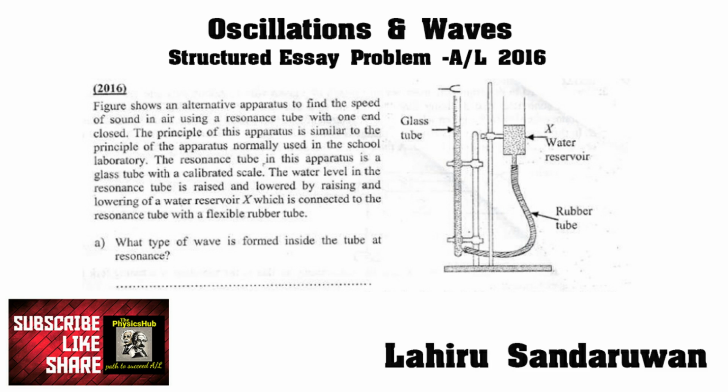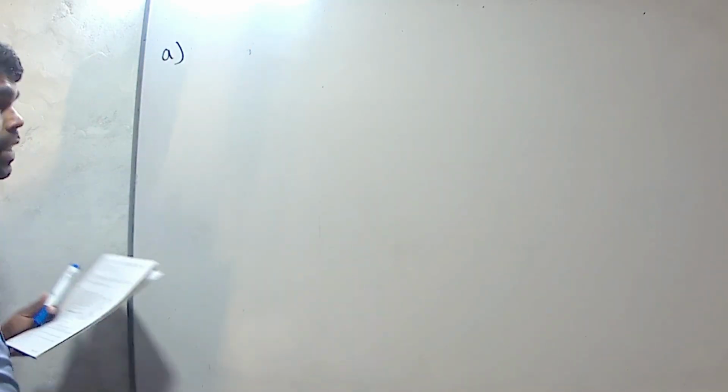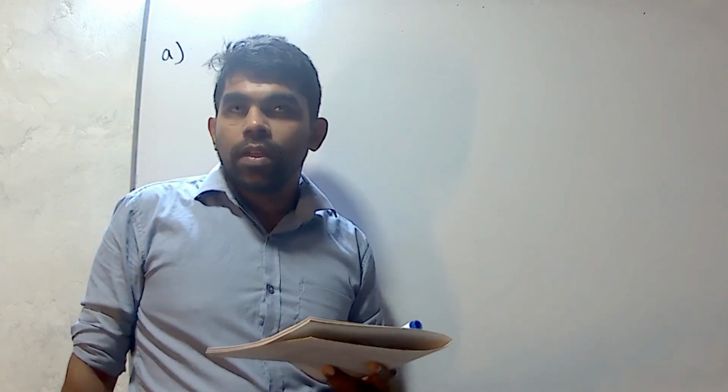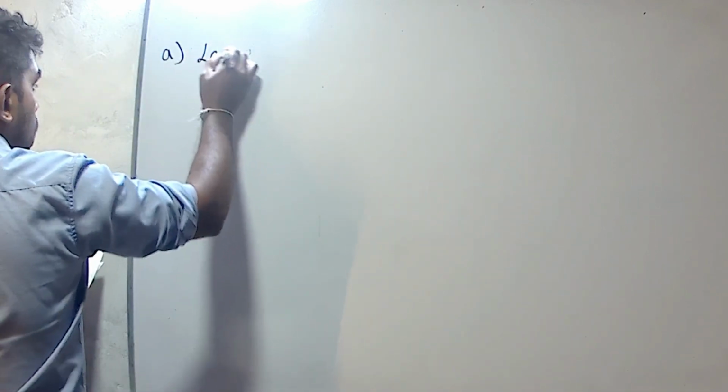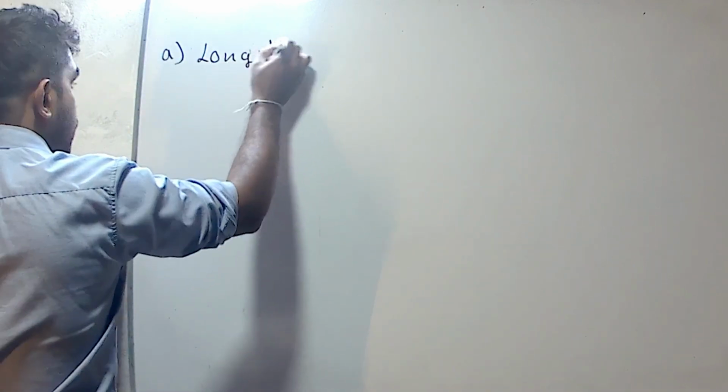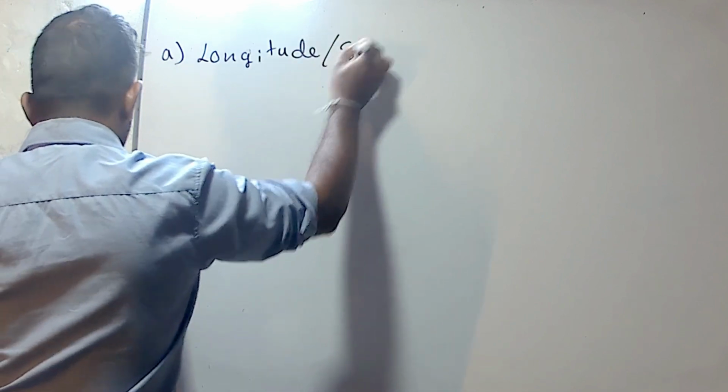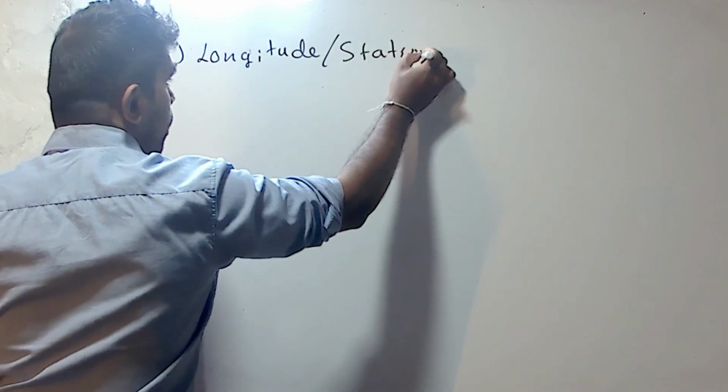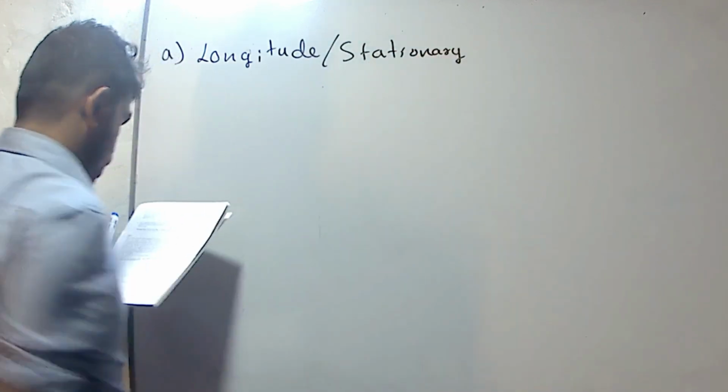Part A. What type of wave is formed inside the tube at resonance? We know that inside the tube there is a sound wave. It is a longitudinal and stationary wave.